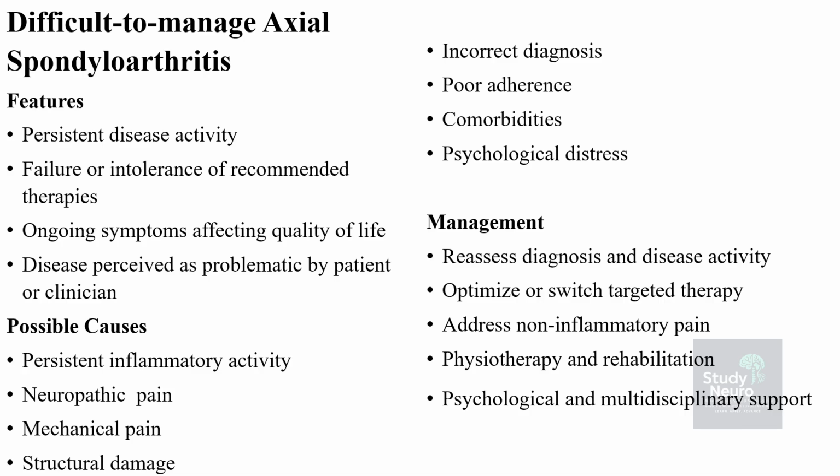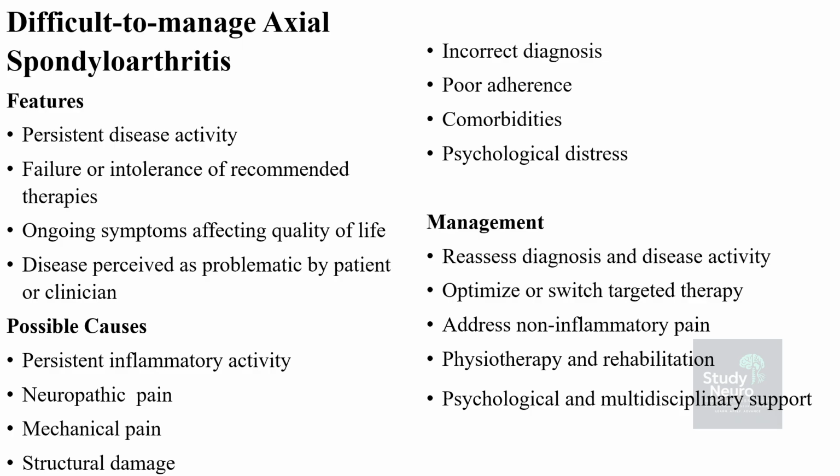Difficult to manage axial spondyloarthritis refers to disease that remains problematic despite appropriate care. This may involve persistent inflammatory activity, poor response or intolerance to recommended treatments, or symptoms that continue to affect quality of life. The cause is not always ongoing inflammation. Pain may also come from mechanical problems, nerve-related pain, or established structural damage, while an incorrect diagnosis, poor treatment adherence, associated medical conditions, or psychological distress can further complicate management.